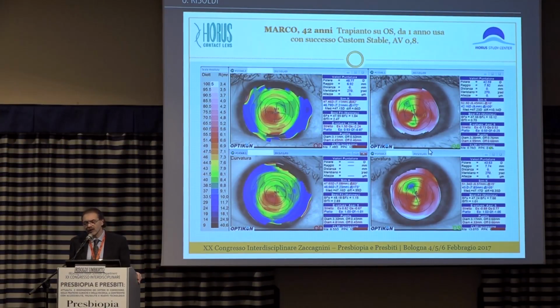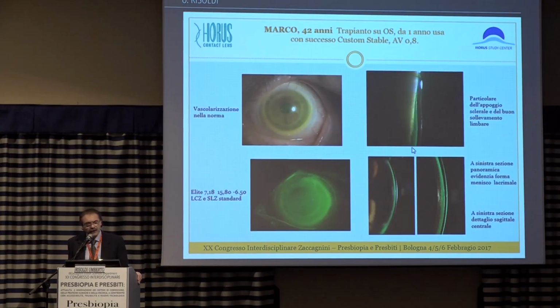Another case, Marco, 42-year-old. He had a left eye transplantation and has used custom stable lenses for 1 year successfully. Visual acuity is 0.8. You see the map of 1 year ago below, and the more recent maps in the upper quadrants. The lens is working well. Vascularization is normal.